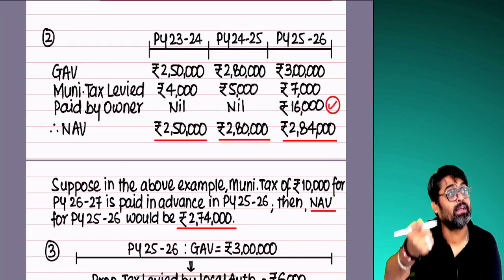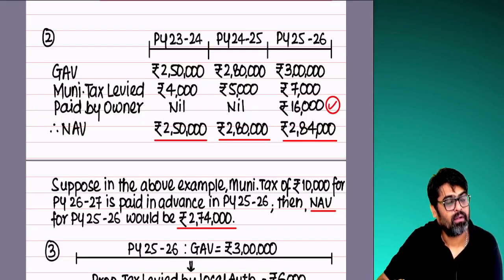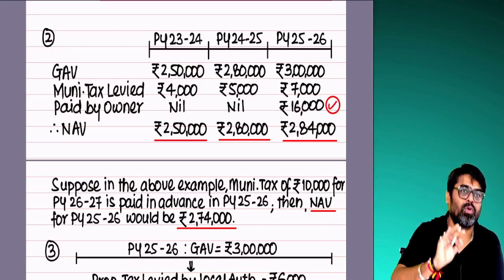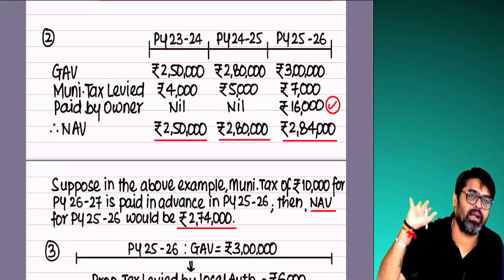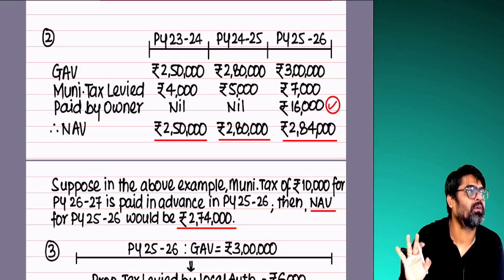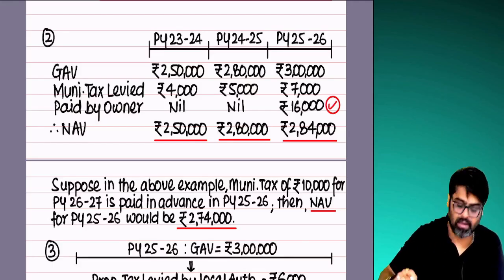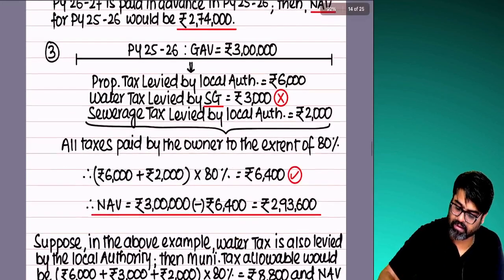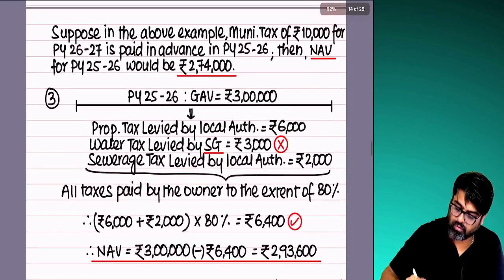16,000 plus 10,000, total 26,000. Please don't see to which year your municipal tax relates. How much municipal tax is paid in this year? Entire 26,000 will be allowed. So what will be your NAV in that case? Come on, tell me. What will be your NAV?